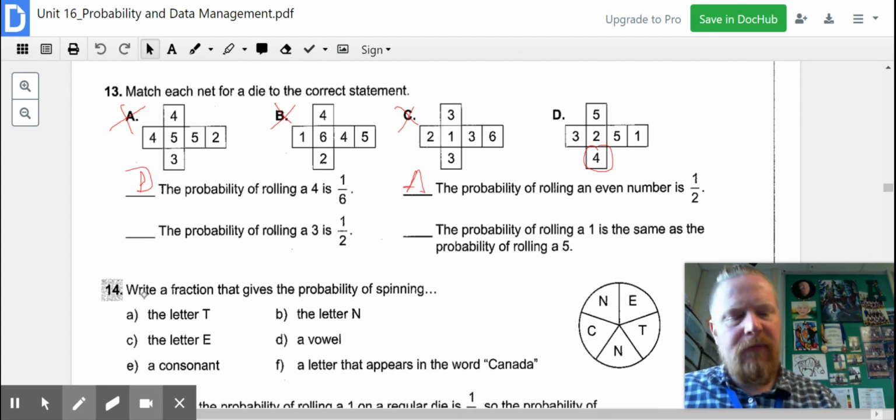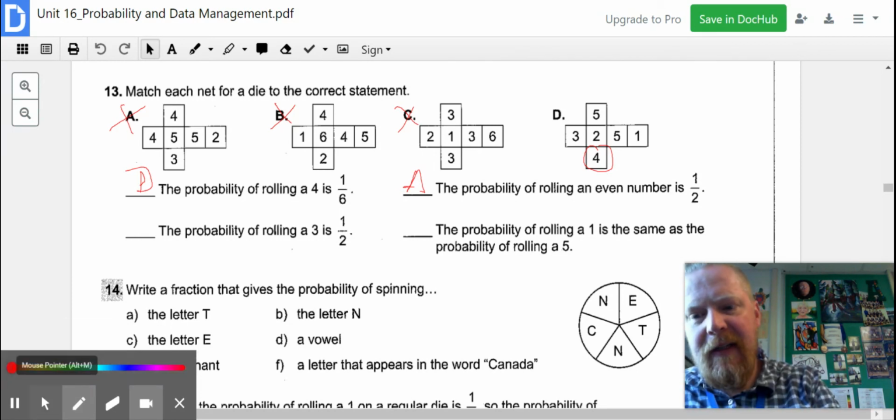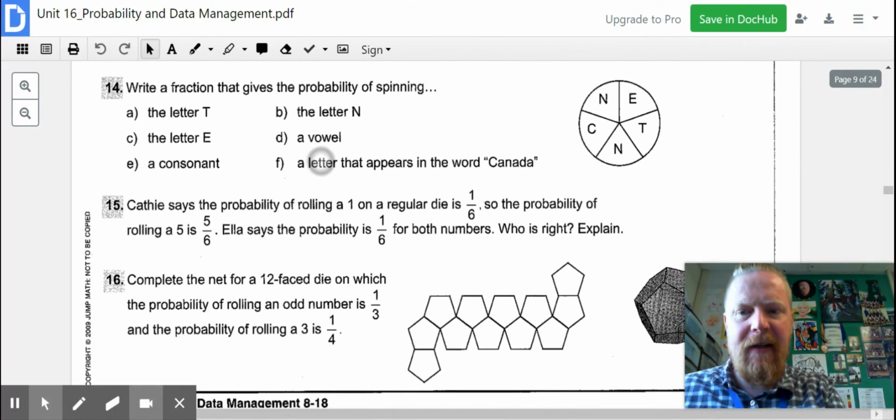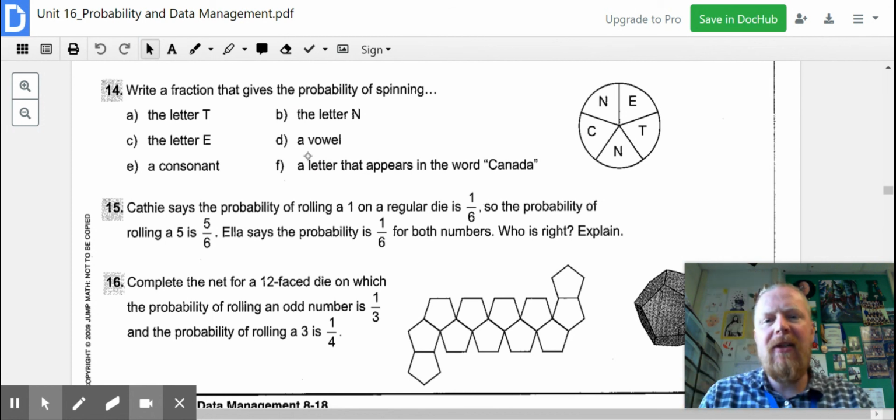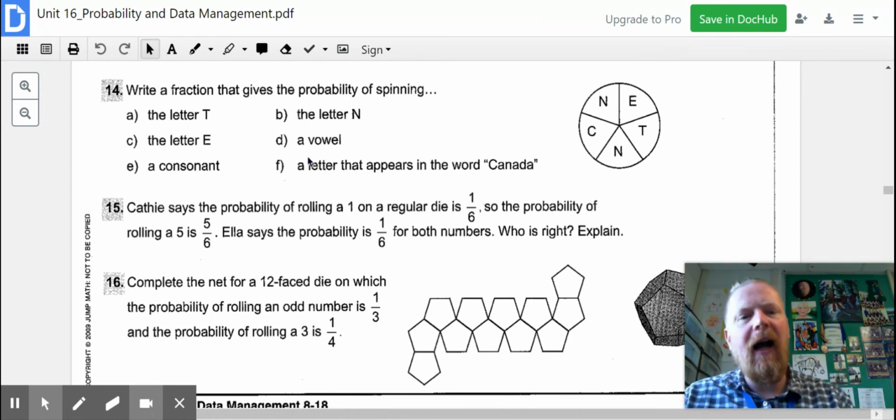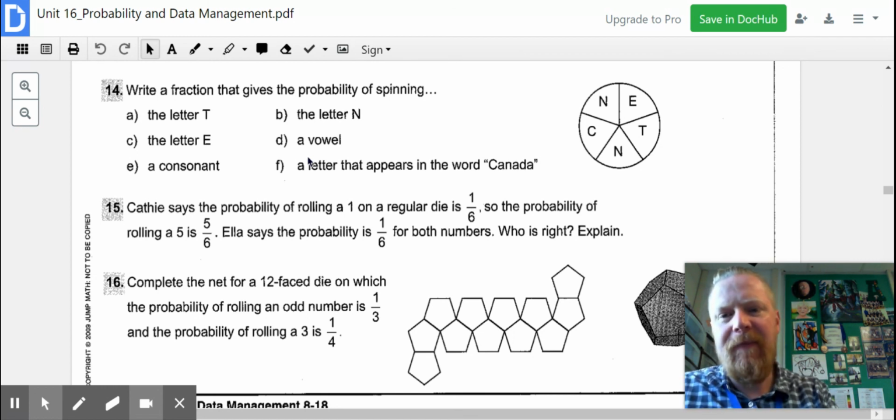14. Move this up here. Write a fraction that gives the probability of spinning. You can do this one on your own. It's fractions. There's 5 outcomes.